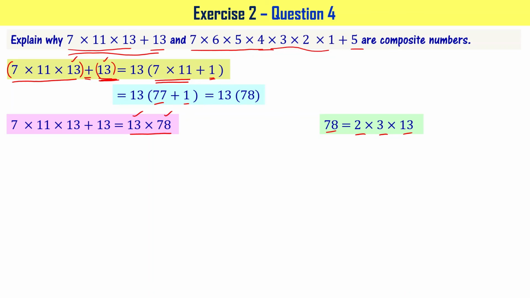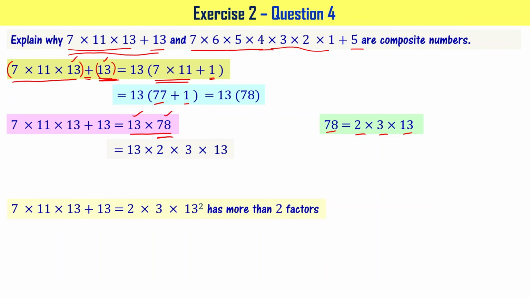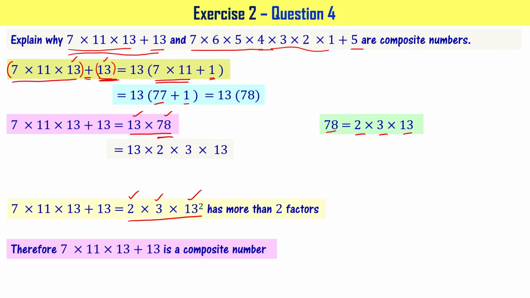Let me use that and expand 78 given here, so that the given number now can be written as 13 times 2 times 3 times 13, right? That can be further written as 2 times 3 times 13 square. It has more than 2 factors. Number 2 is a factor, number 3 is a factor, 13 is also a prime factor. So you have already 3 prime factors, right? That's why we say that the given number 7 times 11 times 13 plus 13 is a composite number. It has got more than 2 factors.